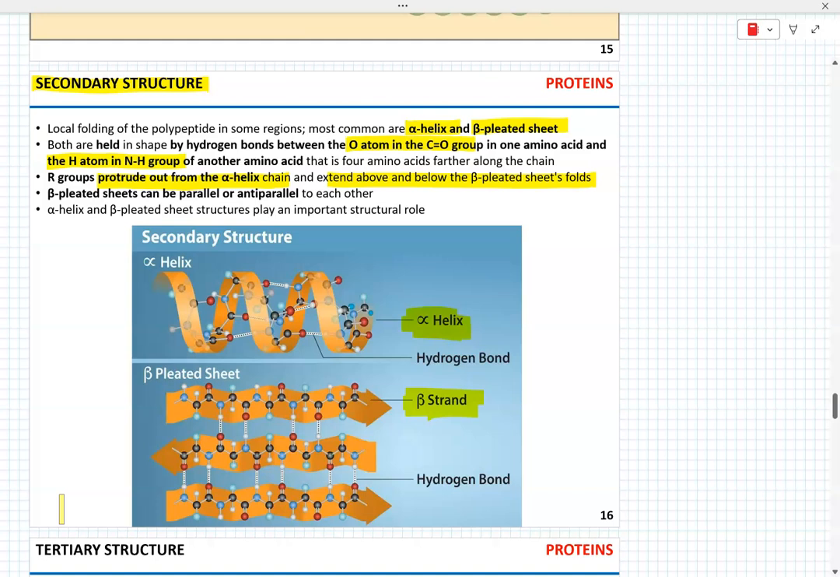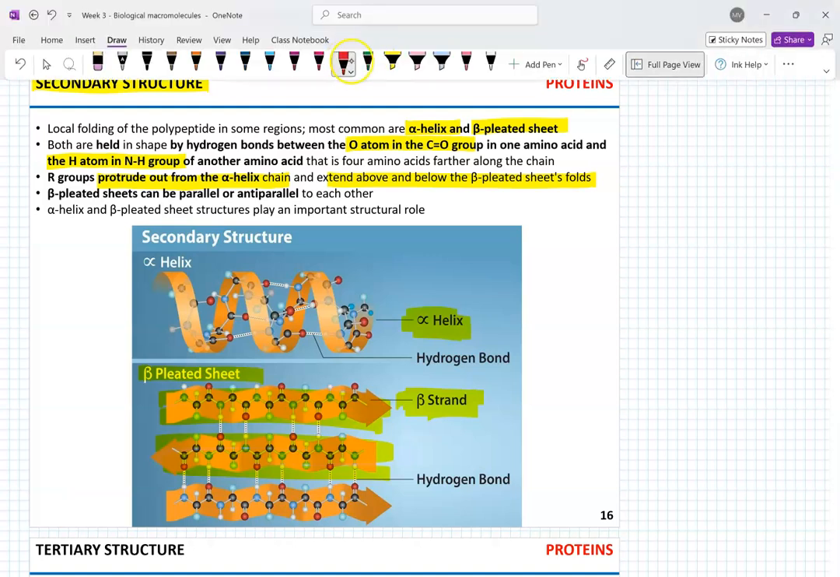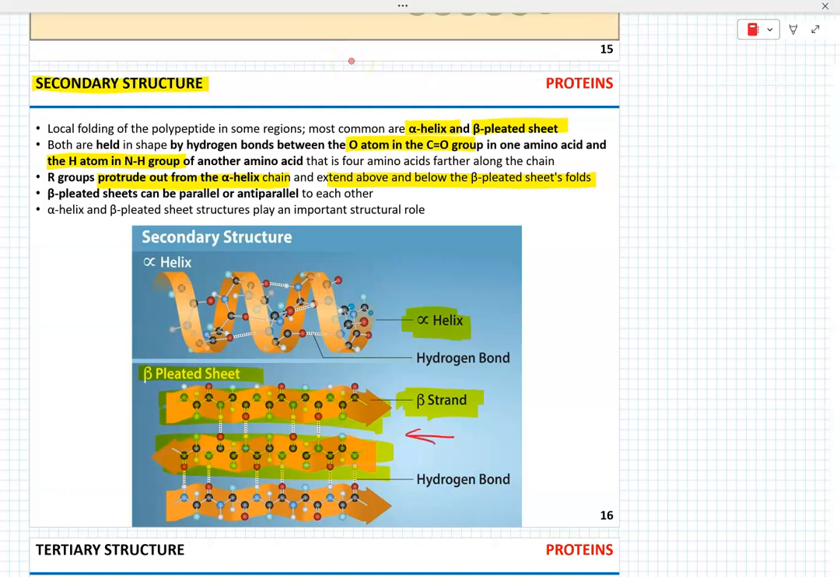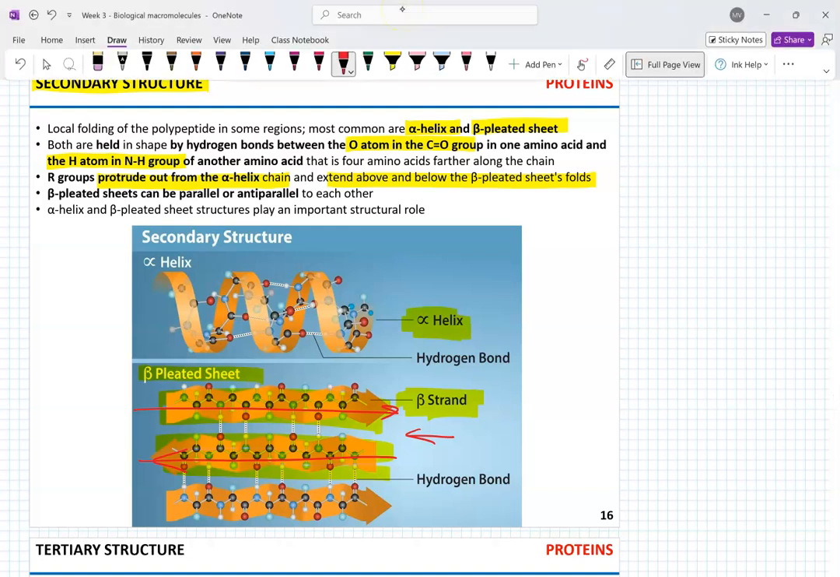In beta pleated sheets, the strands can be either parallel or anti-parallel to each other, as you can see in this particular example. Two adjacent beta strands go in opposite directions.